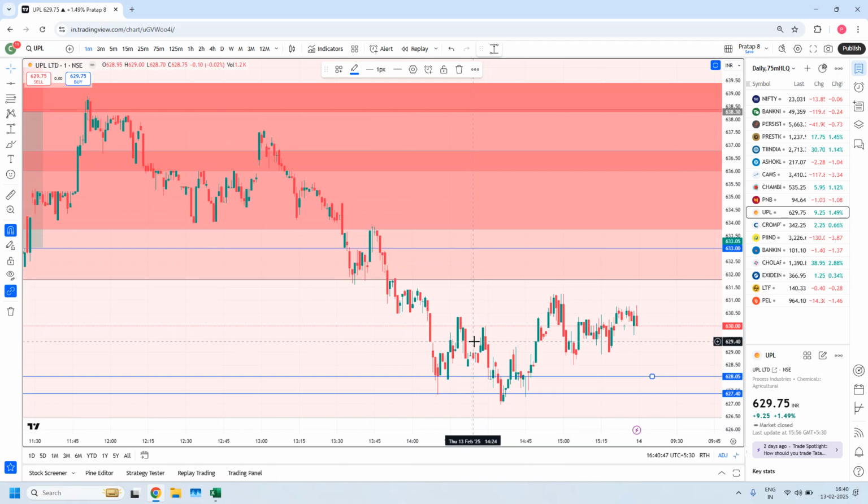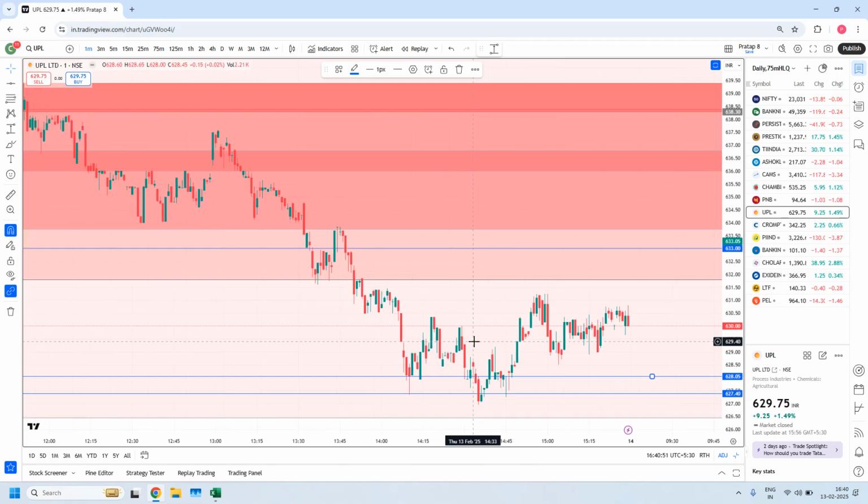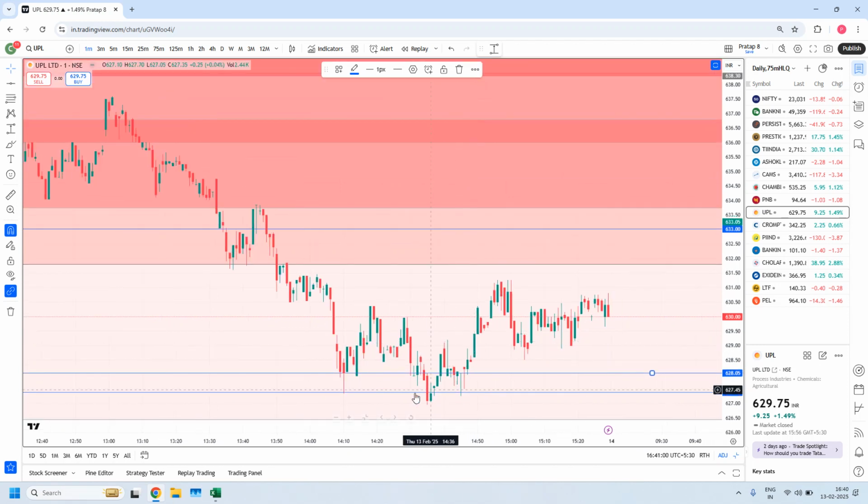And for some people, if it is not an F&O trade and you take a trade in the cash segment, you need to exit by 2:45. Otherwise, your broker will close your trades automatically. So that's why I thought I would draw this support line.